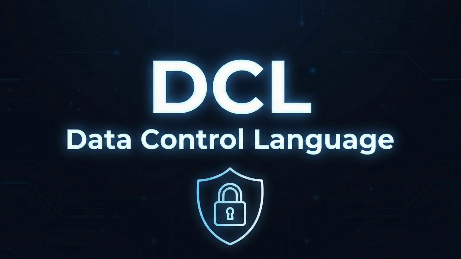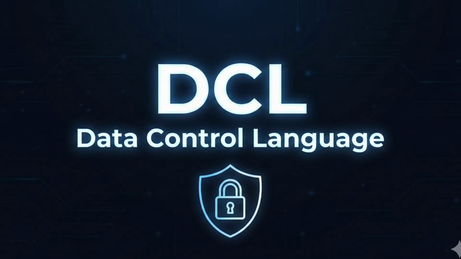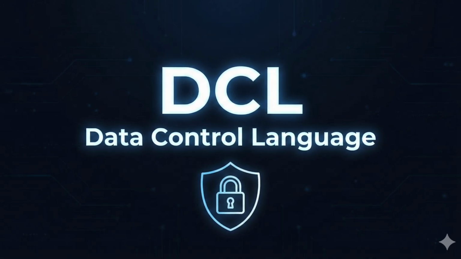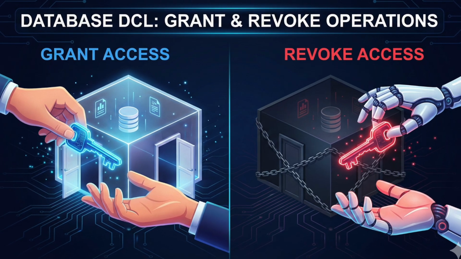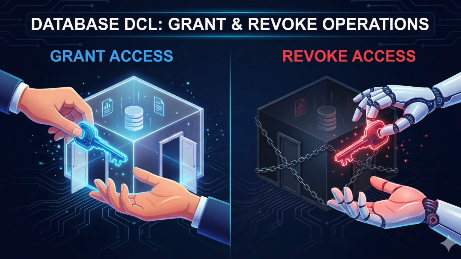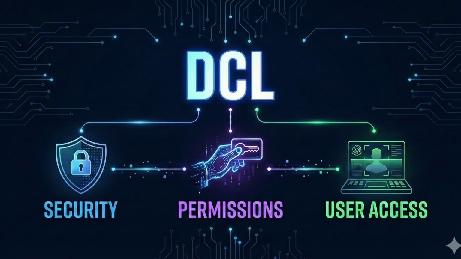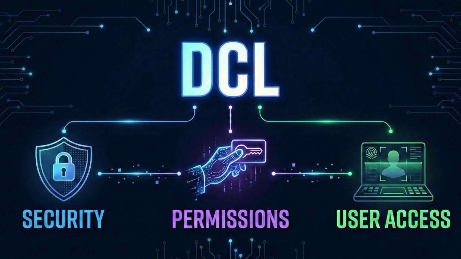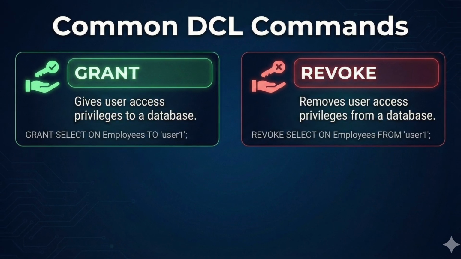Last is DCL, which stands for Data Control Language. DCL commands control who can access the data. A real-life example of this would be giving or taking keys to rooms in a building. So DCL is about security, permissions, and user access. Common DCL commands are grant and revoke.